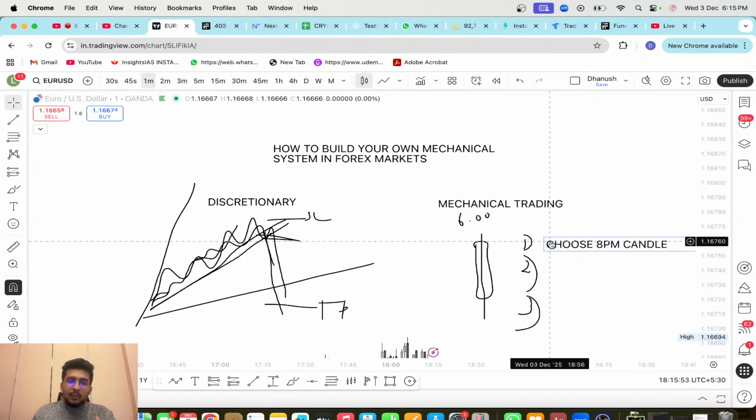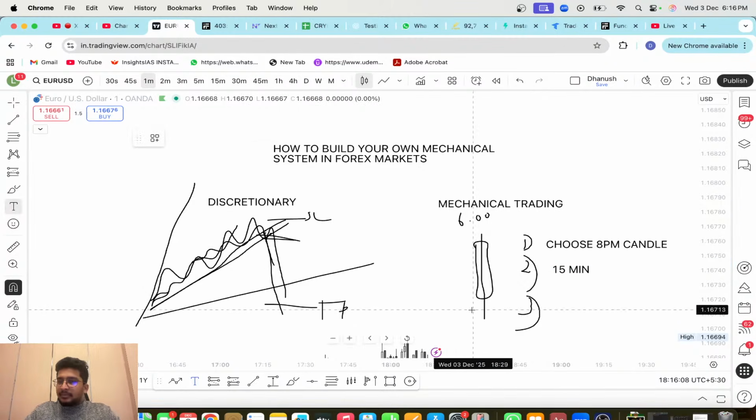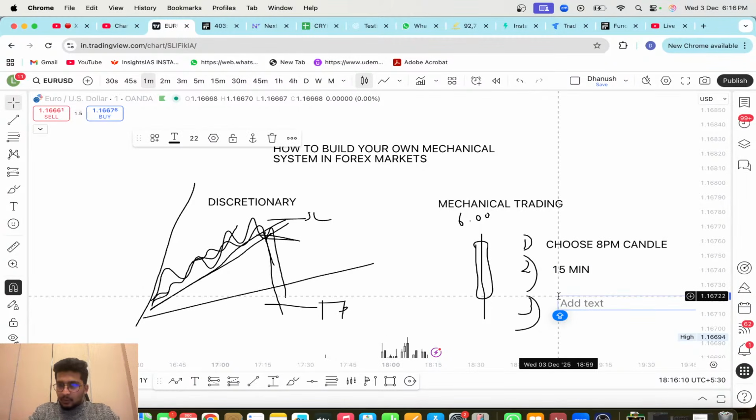p.m. Second one, what is the time frame? We'll choose the 8 p.m. candle, 15-minute time frame. Second step is the 15-minute 8 p.m. candle. We need to choose the 15-minute 8 p.m. candle. So what is the third framework? We need to mark the highs and lows. Let's do a framework.